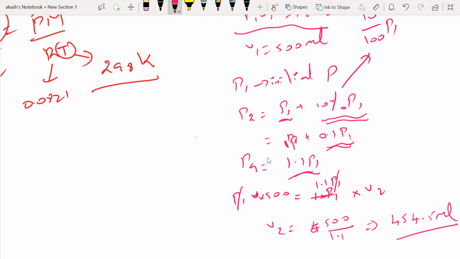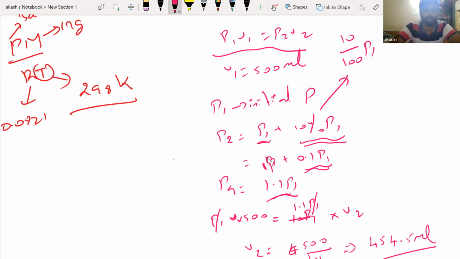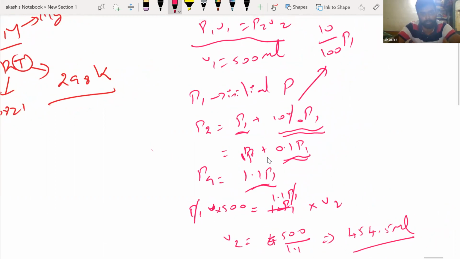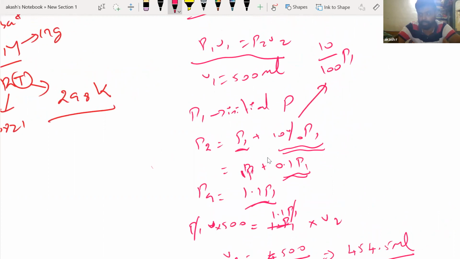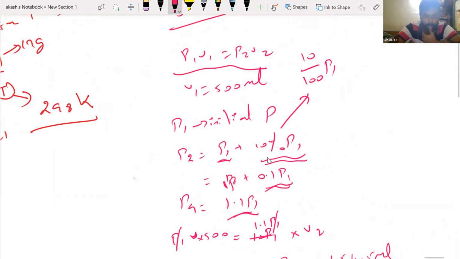Sir, can we say that if pressure is increased by 10%, then the volume should decrease by 10% in order to keep it constant? Yeah, we can say that. That is also a good idea. But then using that, we get 450 ml exactly, right? Yeah, 450 ml you'll be getting exactly. But again, okay, why is it not working? 10% of this thing would be 50, so we'll be exactly getting 450. But why is it not working?